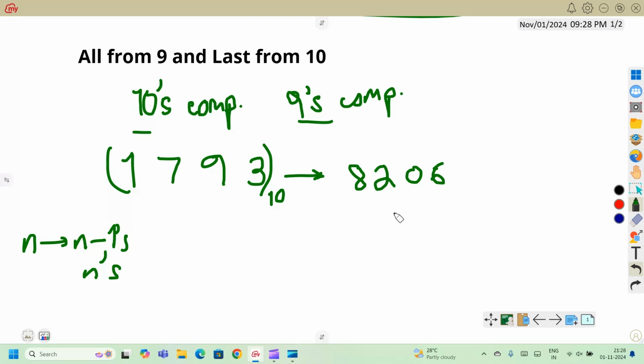Now, what can a complement exactly do? It's very interesting, and I'll come to that. This is the 9's complement. If I make 8206 plus 9, it won't work exactly in that way. You have to subtract each digit from 9 again to get the original number.